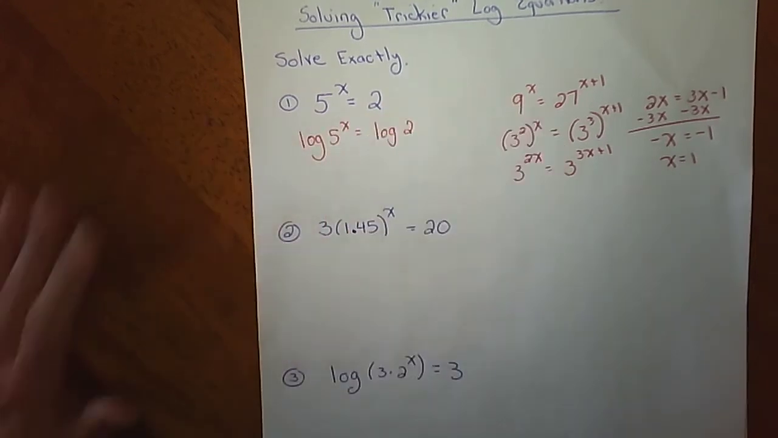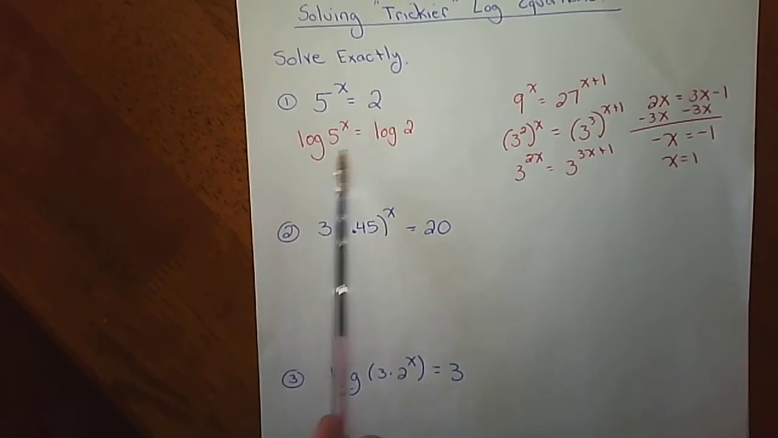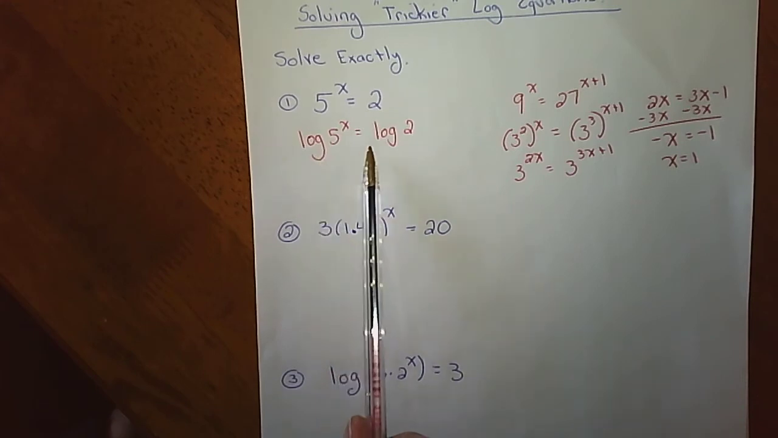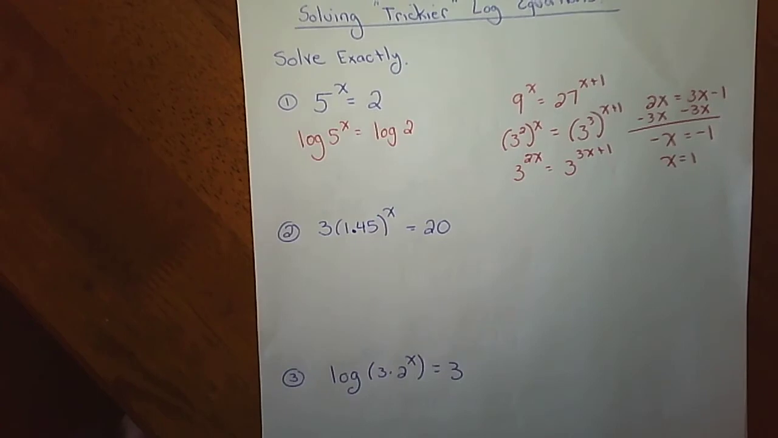Now I'm doing that for two reasons. One, I want to make them a common base. They're both common base, log base 10. And I have to do it to both sides to keep my equation balanced.